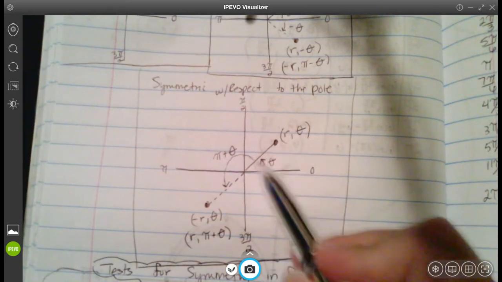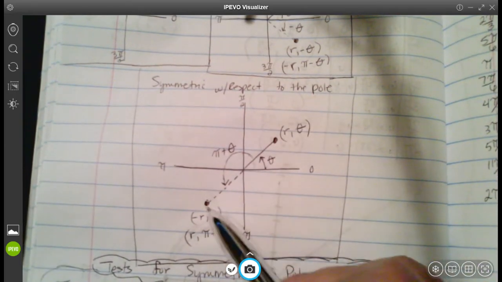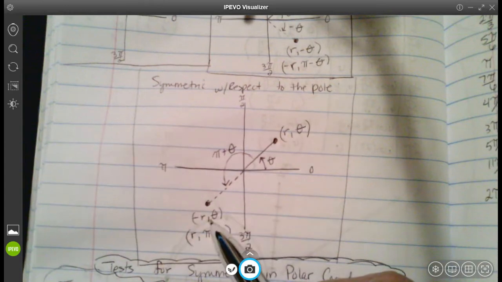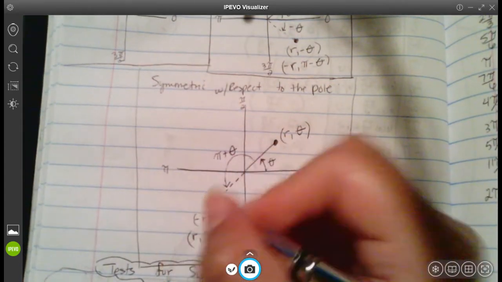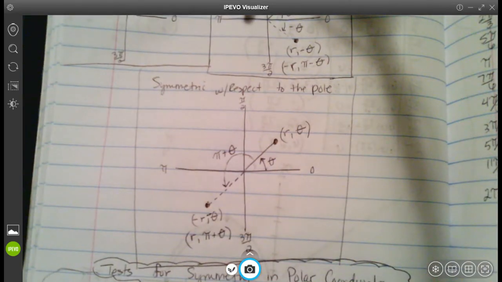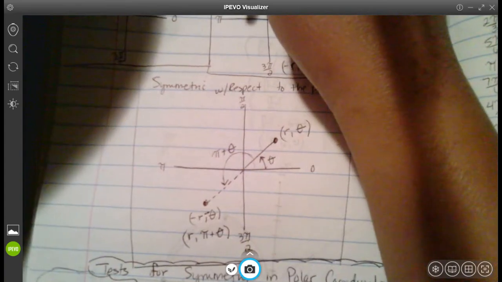So everything in this quadrant is going to flip over to this quadrant, and actually this should be negative, I'm sorry. That should be negative. We're going to switch signs. And that's a visual of what we're going to be looking at in just a bit.